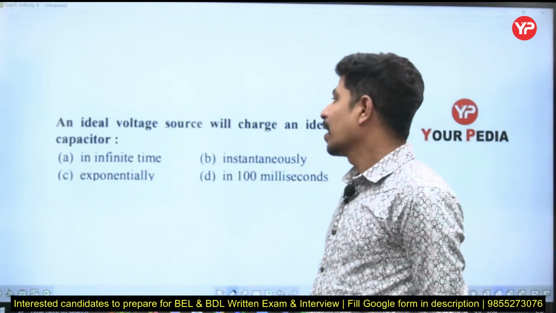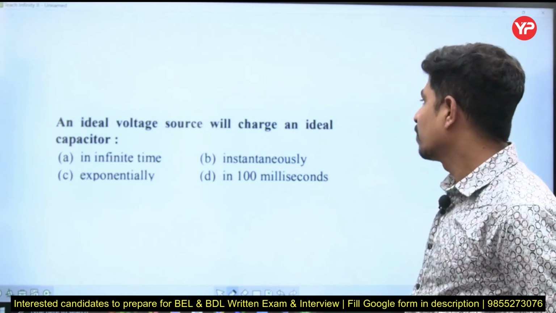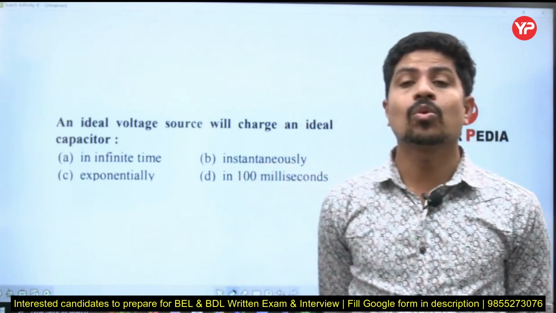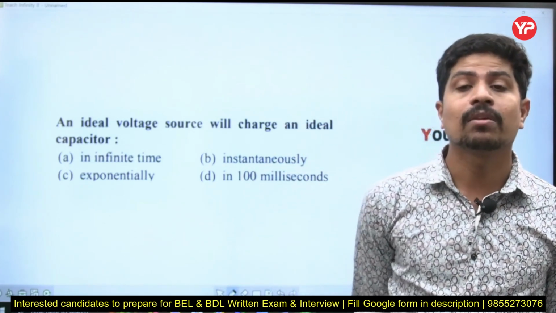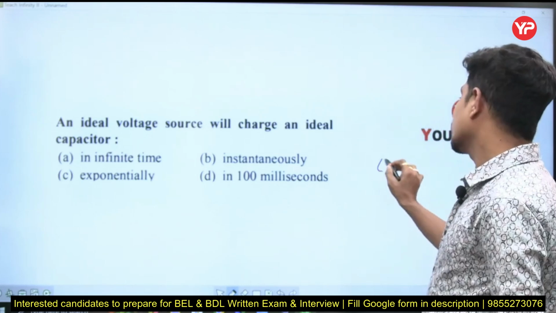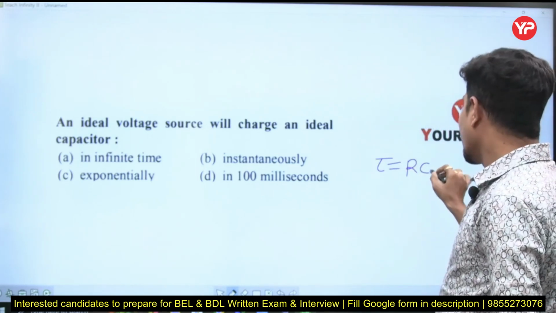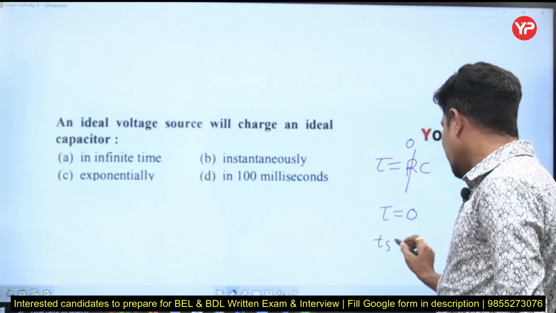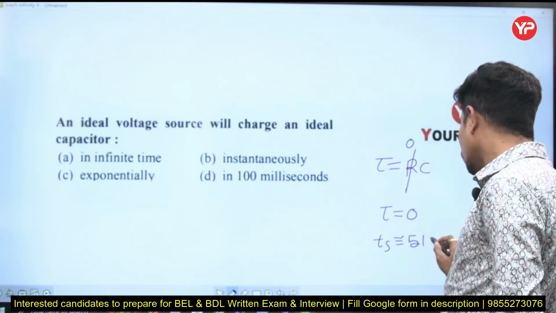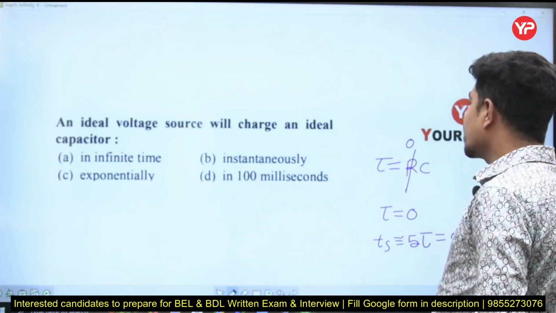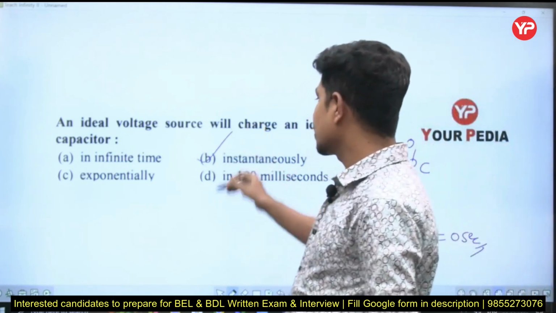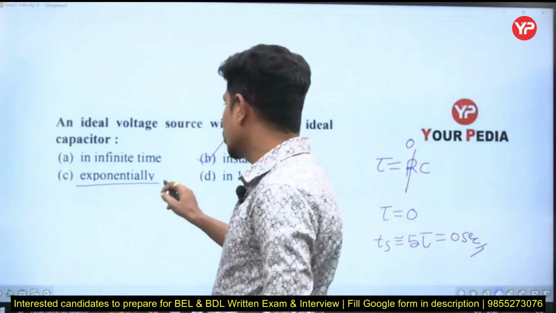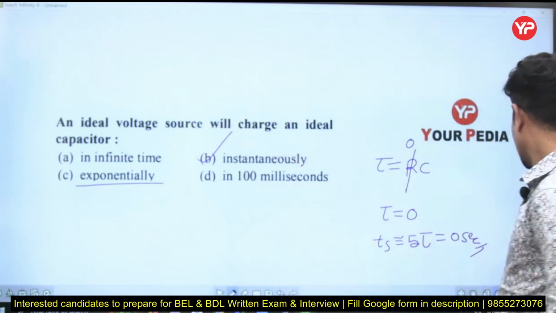An ideal voltage source will charge an ideal capacitor within 0 time. Why? Tau is equal to R into C, right? For an ideal capacitor the resistance is 0, so the time constant is 0. Then the approximate time to charge is 5 tau, as I told you, which is equal to 0 seconds. Immediately it will charge, that is, instantaneously. If it is a practical capacitor, it charges exponentially, right?